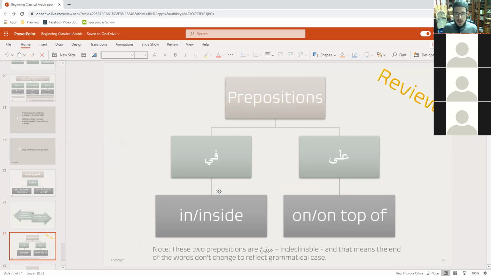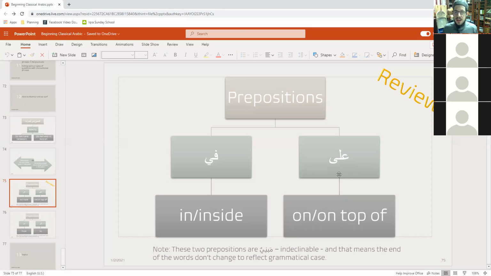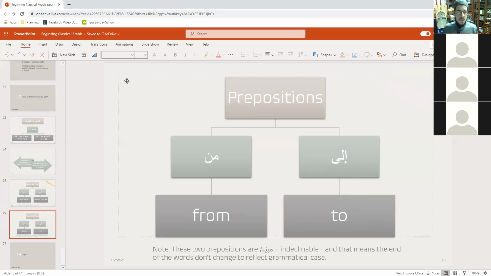So we had prepositions, we learned prepositions, ala, fi, and these are mebni, meaning they're not going to change their endings for grammar. And today we're going to learn, oh Lord, there's only two more minutes left in class. Well, I'll introduce the concept and then give you guys the opportunity to practice. We'll learn two more. Ila, meaning to, like direction, going to the store, to the market, to the masjid. And min, the opposite, coming from the masjid. Min and, especially min, but also ila have several meanings beyond this. However, they are secondary meanings and not primary meanings. And so we'll not worry about them right now.